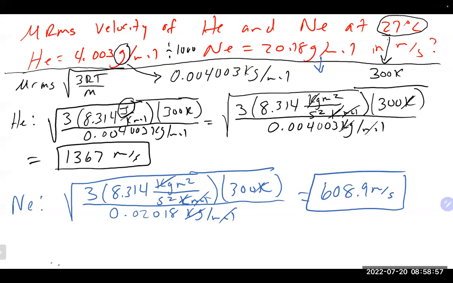And again, this is why we could see it moving about 2.5 times or so faster than neon as it's moving around, causing obviously a lot more collisions and a lot more contribution to the pressure of that mixture. Any questions on that there?